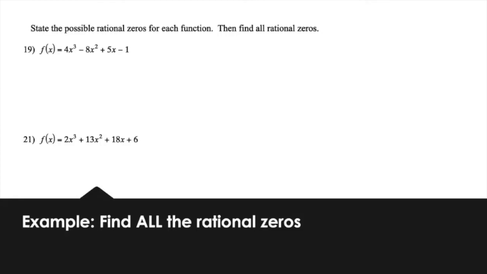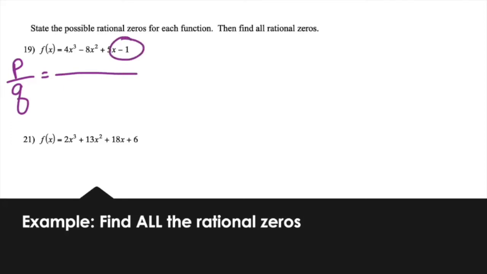All right, now that we know how to find the possible rational zeros, now we're actually going to use those to help find where it really does cross the x-axis. So we have the possibilities, but we want the actual zero. So let's get started. We're going to do number 19. Number 19, we're going to do P over Q.